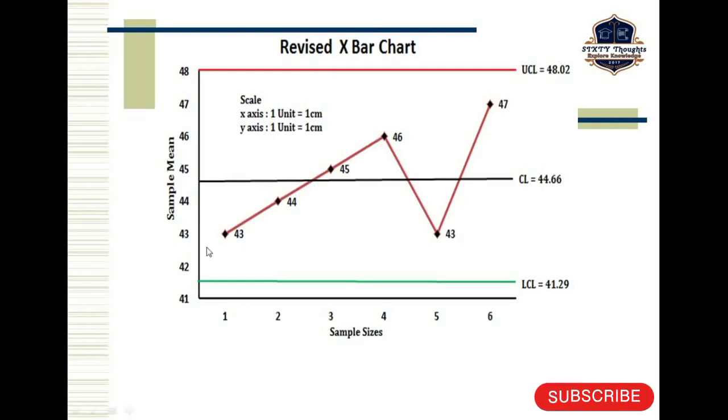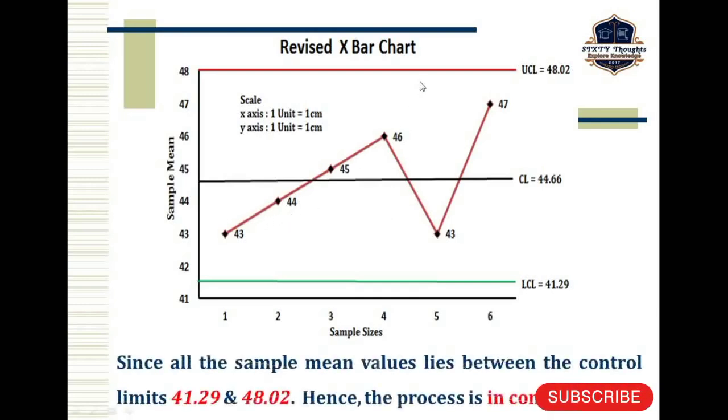Sample 1, what is your sample mean value? 43. Sample 2, sample mean value 44. Likewise, we mark all values. After that, from the graph, we can clearly say that all sample mean values lie under the control limit, between the upper control limit and lower control limit. What is the lower control limit value? 41.29. Therefore, all the sample mean values lie between the control limits 41.29 and 48.02. Hence the process is in control.